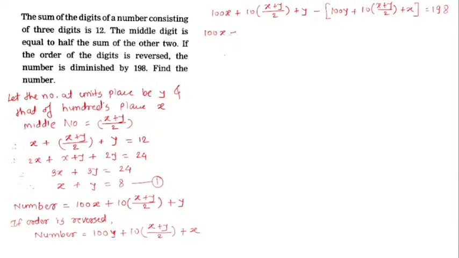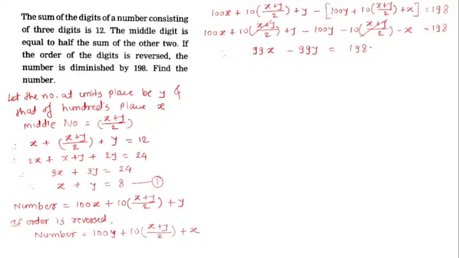हे आपण सॉल्व करूया. 100x प्लस 10 इंटू ब्रॅकेट x प्लस y डिवायडेड बाय 2 प्लस y मायनस, आता या ब्रॅकेटच्या बाहेर मायनस साइन आहे त्यामुळे ब्रॅकेट मधल्या प्रत्येक टर्मचं साइन आपण आता बदलूया. प्लस 100y चे होतील मायनस 100y, प्लस चे होतील मायनस 10 इंटू ब्रॅकेट x प्लस y डिवायडेड बाय 2, प्लस x चे होतील मायनस x दॅट इज इक्वल टू 198. आता इथं प्लस 10 इंटू ब्रॅकेट x प्लस y बाय 2 आणि मायनस 10 इंटू ब्रॅकेट x प्लस y बाय 2 एकमेकाला निघून जाईल. 100x minus x, it's 99x, minus 100y plus y, it would be minus 99y is equal to 198 on the right hand side as it is.